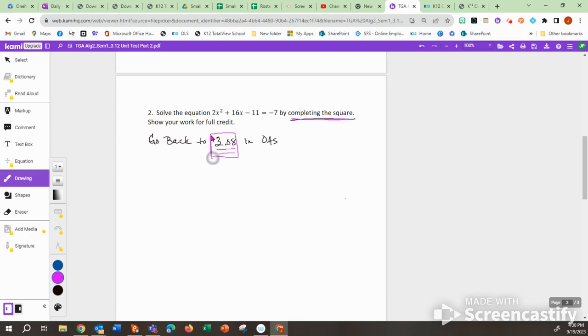So my hint for this one is to go back and look at some example problems in section 3.08. If you don't want to do that, then you can just Google an example of how to solve a quadratic using completing the square. But you are going to have to use this method, not factoring, not quadratic formula. You're going to have to use this method in order to get full points for number 2.